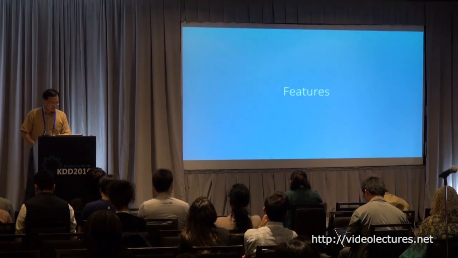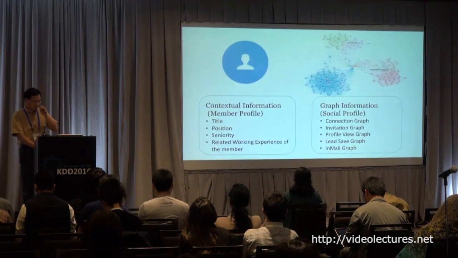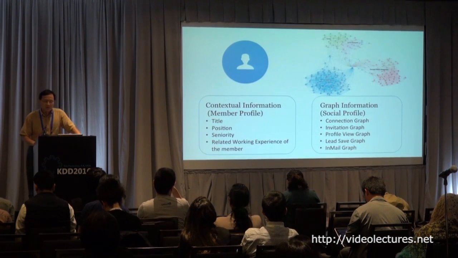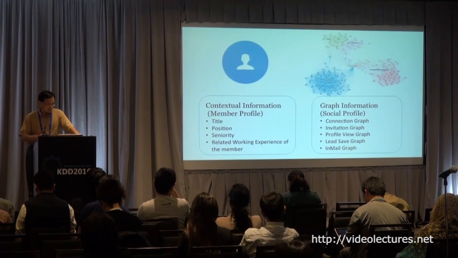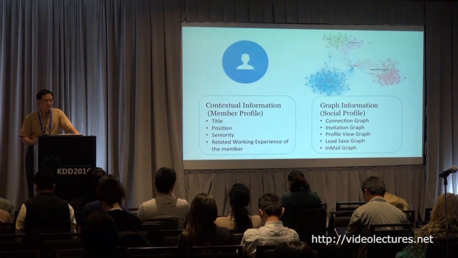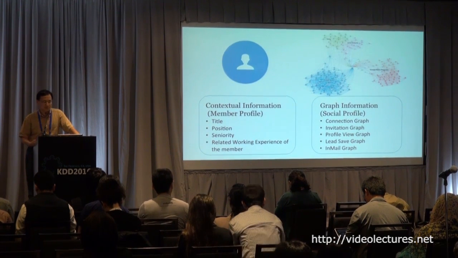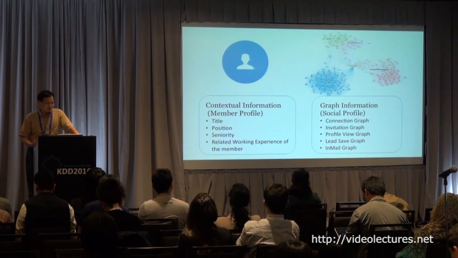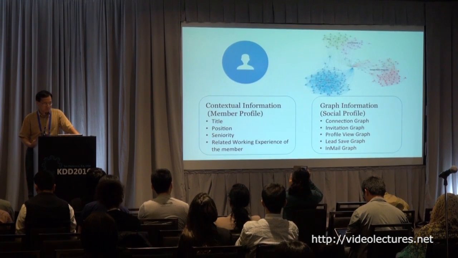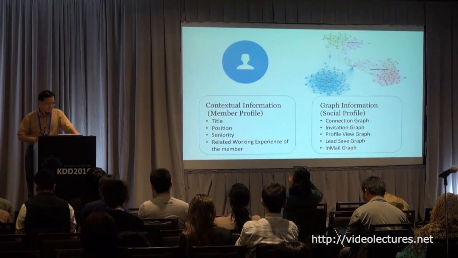Something about the features. In this work, we use two types of features. The first one is what I call contextual information. Those are features on your profile: your title, your position, how senior you are, and some of your work experience. This is something that you provide to LinkedIn on your profile.